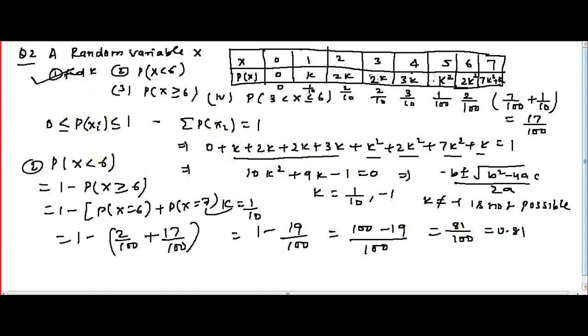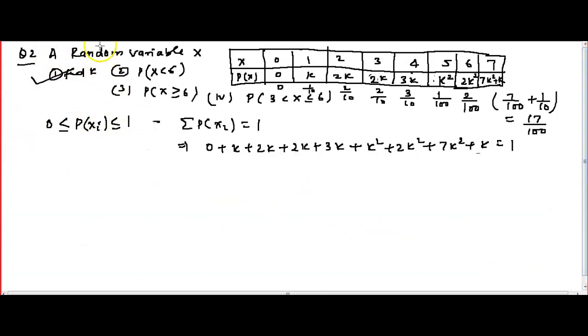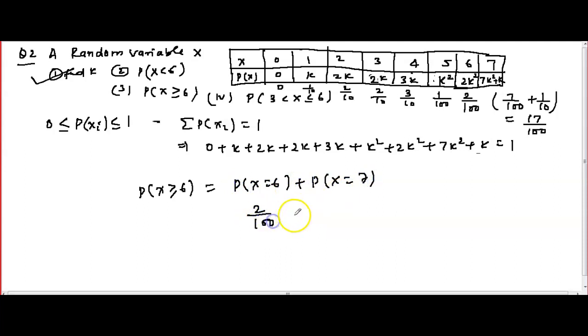Similarly, the second part, I will delete this. x greater than or equal to 6. Greater than or equal to 6 means 6 and 7. So now we only find x equal to 6 and x equal to 7. 19 by 100.